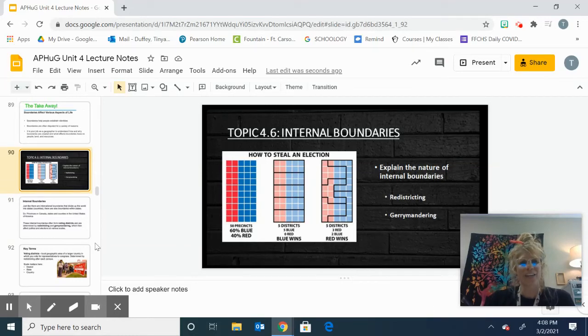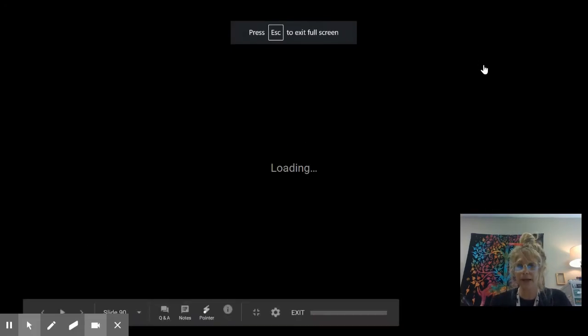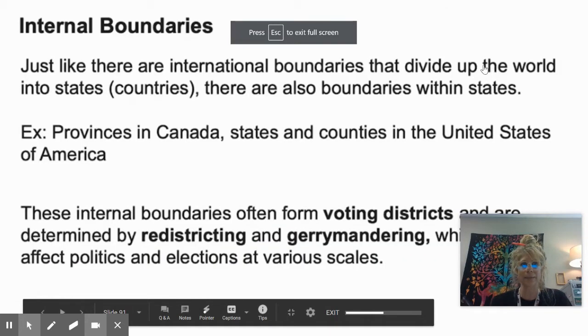Hey gang, so in remote today we're going to cover 4.6. Now that you've done the simulation with gerrymandering, you should understand the notes a little bit better. So here we go. 4.6 standard is going to be on internal boundaries. So we've talked a lot about country boundaries and international boundaries, and now we're going to talk about internal boundaries that could be within a state.